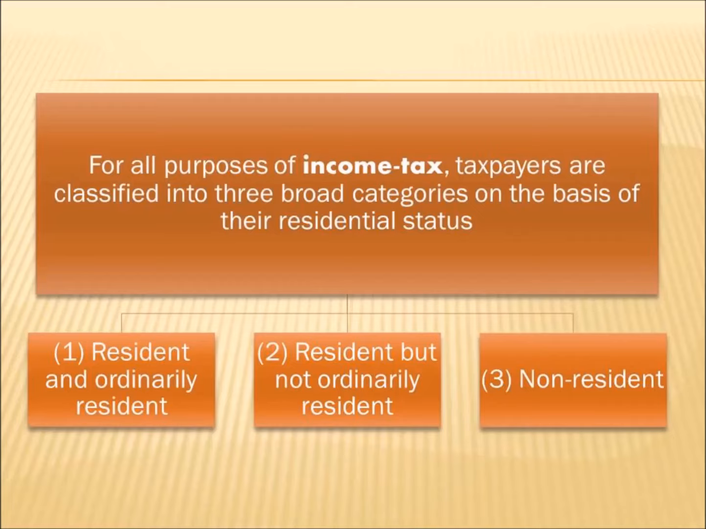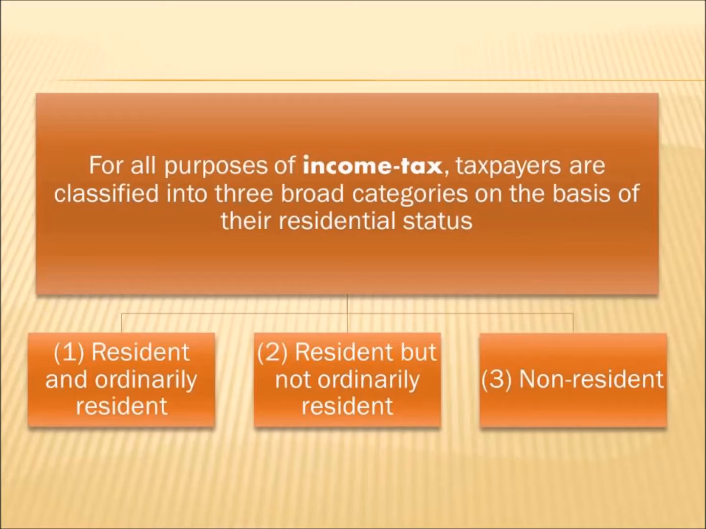The IT Act has classified the residential status into three categories. Number one is resident and ordinarily resident. Number two, resident but not ordinarily resident. And number three, non-resident.